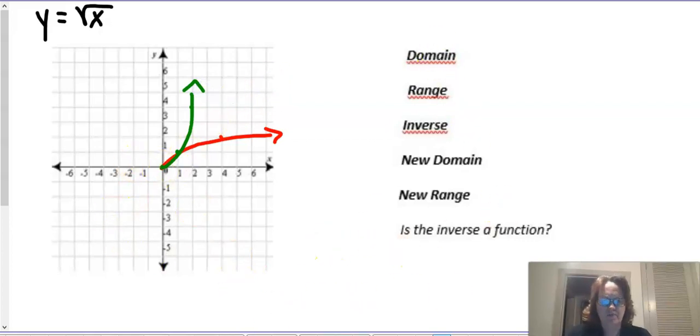Okay, so original, domain. Let's look at the red. Domain, the x values. Well, let's do this first. Does the red one pass a horizontal line test? Yes, it passes.